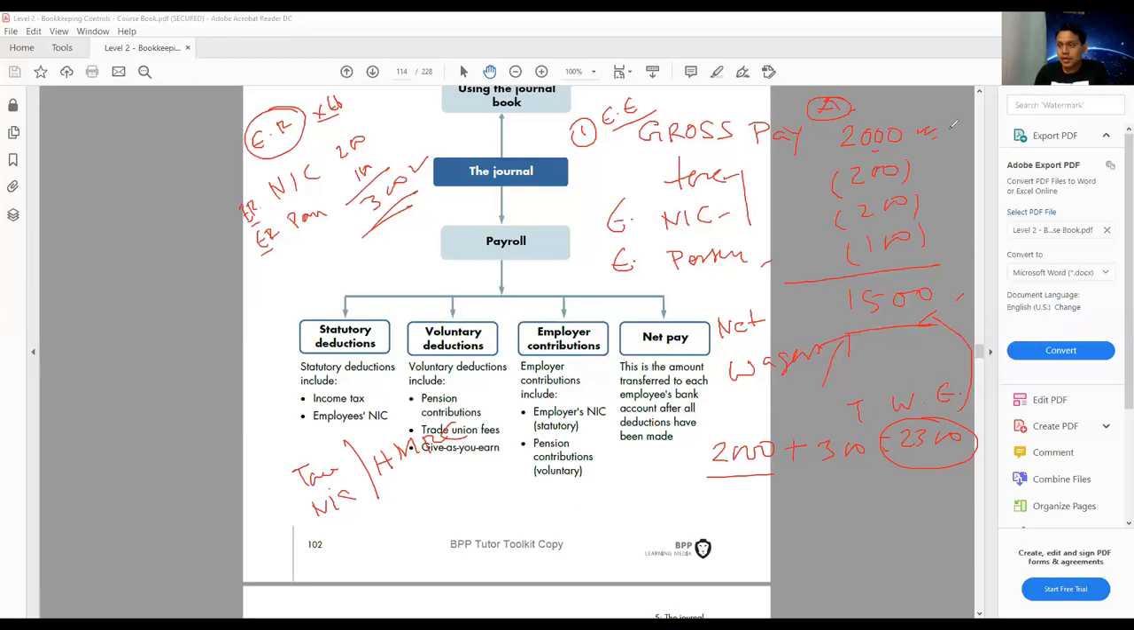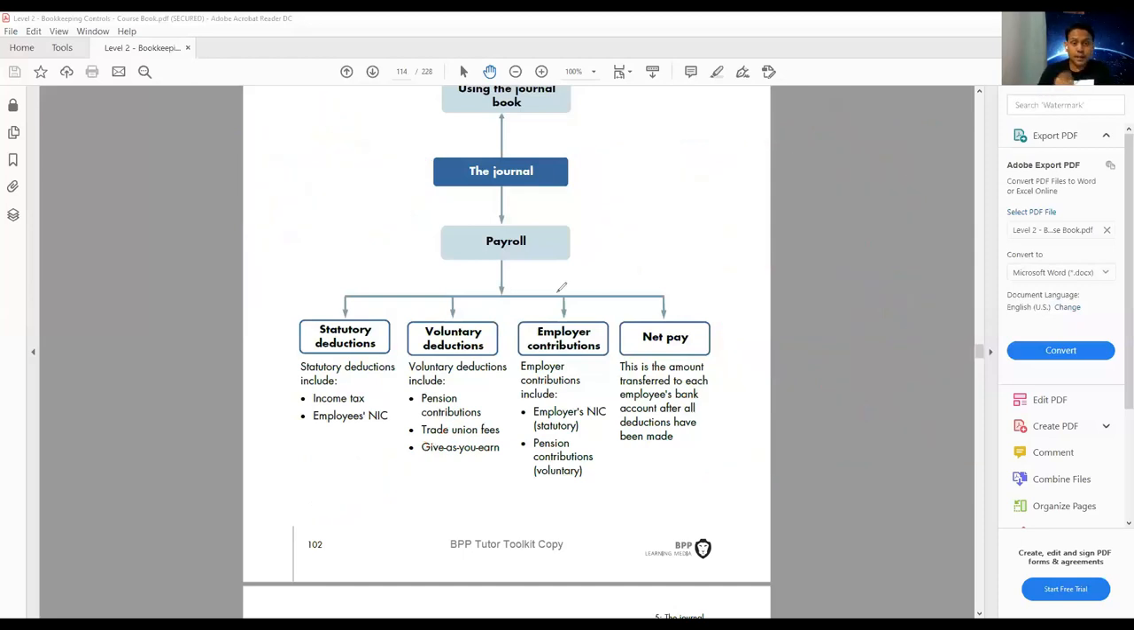So now I'm going to write down some journals. If you have a pen and paper, you can write them down, or maybe later on you can read from the chapters. The first journal we're going to see is record wages expense. What will be the journal for that?